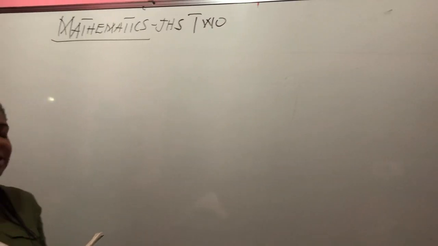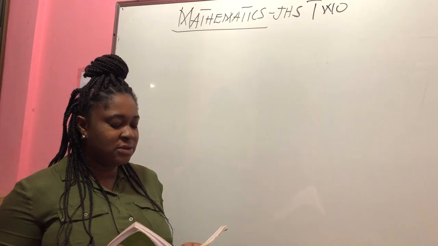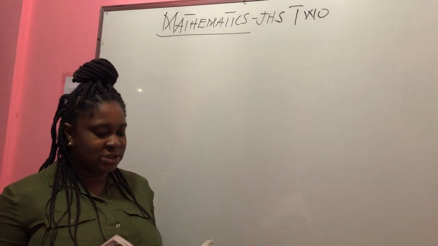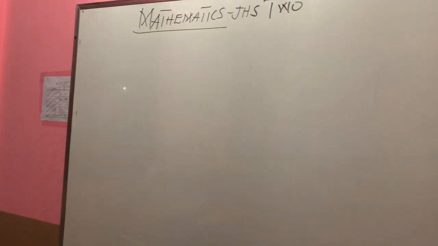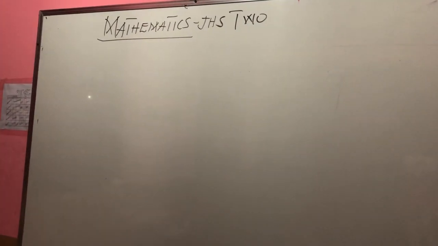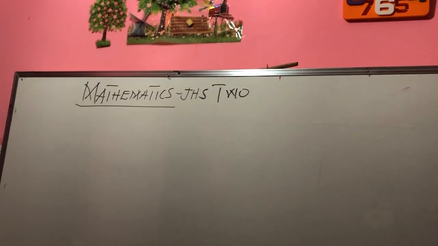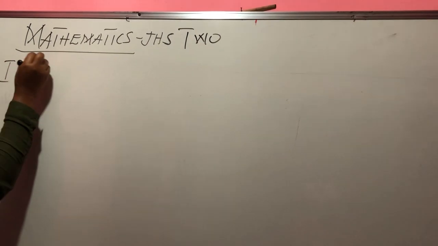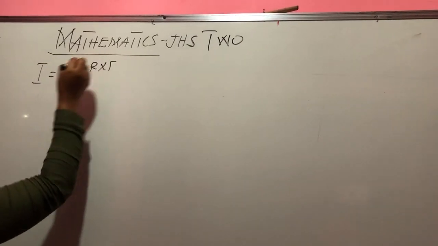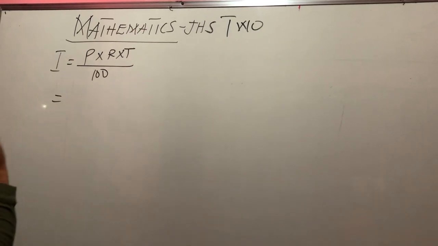In how many years will 5,000 cedis yield a simple interest of 1,000 Ghana cedis at a rate of 5% per annum? Now this is what I was telling you on the last day. What is our principal? So the formula is always P times rate times time all over 100. Let's put down what it is.